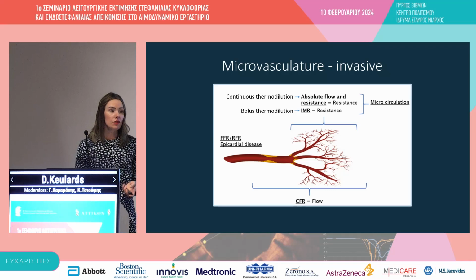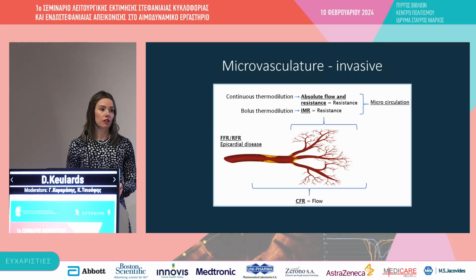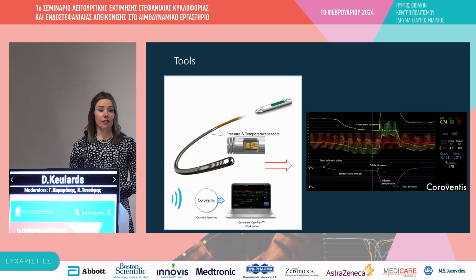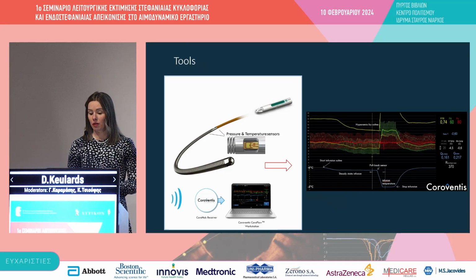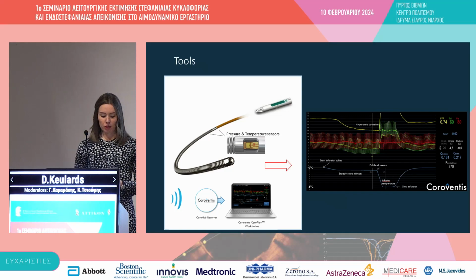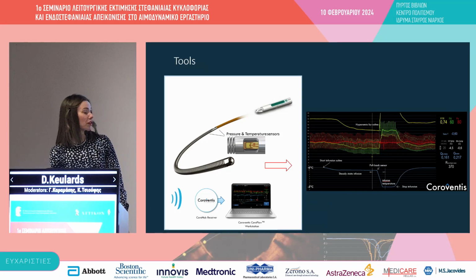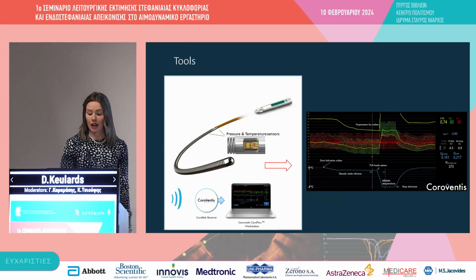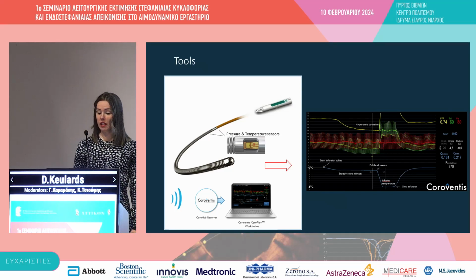What you actually need to measure the microcirculation using continuous thermodilution are a couple of things. First, you need the Abbott pressure wire, and it has to be specifically from Abbott because that pressure wire has a built-in temperature sensor, which you need to investigate the microcirculation. Next, you need to install the CoroVentus software in your cath lab. You then receive this little CoroHub receiver that picks up all the signals in your cath lab and transfers them to either a laptop in your cath lab or directly to your cath lab monitor. And this is then the screen on the right, what you see when you're performing those measurements in your cath lab.